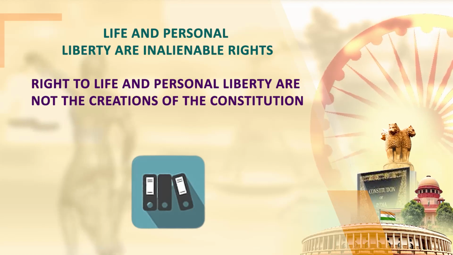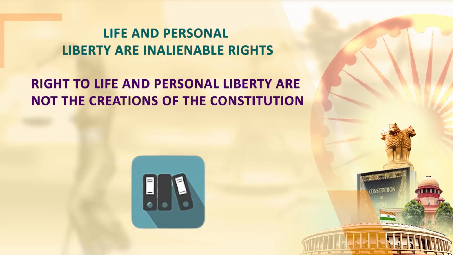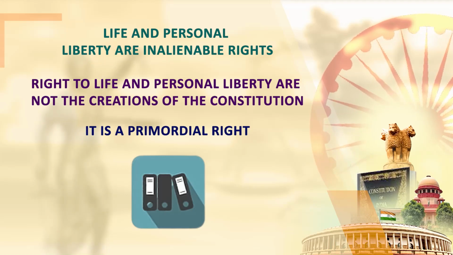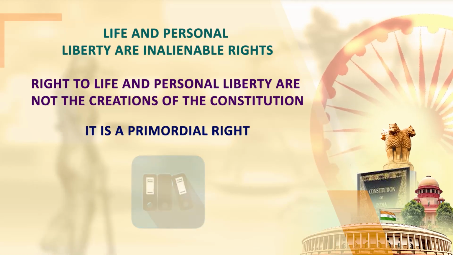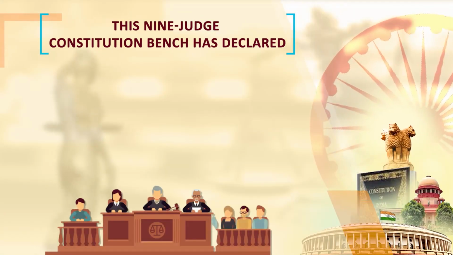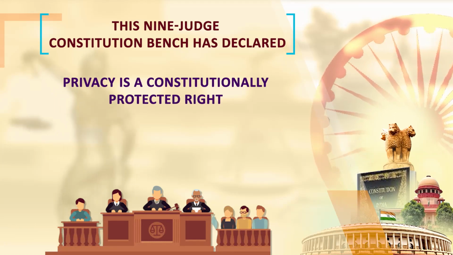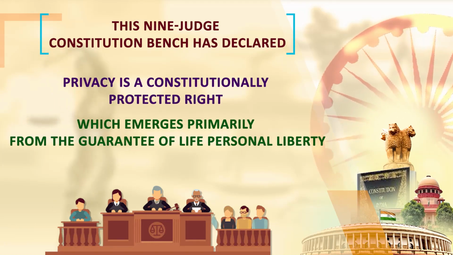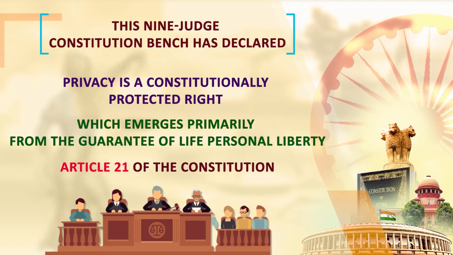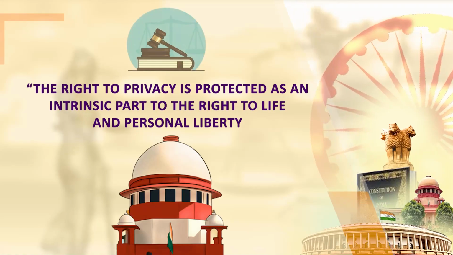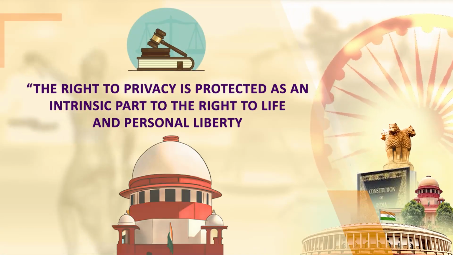Secondly, the right to life and personal liberty are not creations of the Constitution, as I told you earlier, it is a primordial right. About the right to privacy, the larger constitution bench says, privacy is a constitutionally protected right which emerges primarily from the guarantee of life and personal liberty in Article 21 of the Constitution. Elements of privacy also arise in varying contexts from the other facets of freedom. And finally, the unanimous view of the Supreme Court is that the right to privacy is protected as an intrinsic part of the right to life and personal liberty.